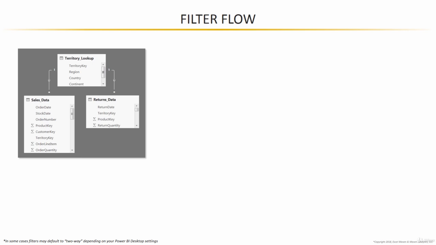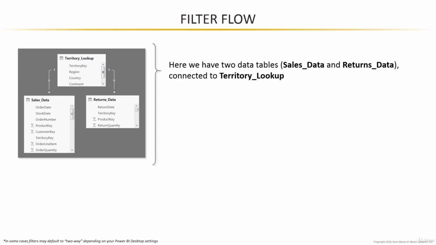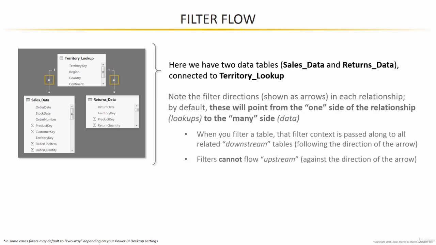Here we've just got a three-table model, two data tables, sales and returns, both with valid connections or relationships to a single lookup, territory lookup. Now, when you look closely at the two relationships, you'll note the filter directions, which are shown as arrows, point from the one side of the relationship, or the lookup side, to the many side, the data side. And when you filter any table, that filter context is passed along through that relationship line to all related downstream tables, following the direction of the arrow.